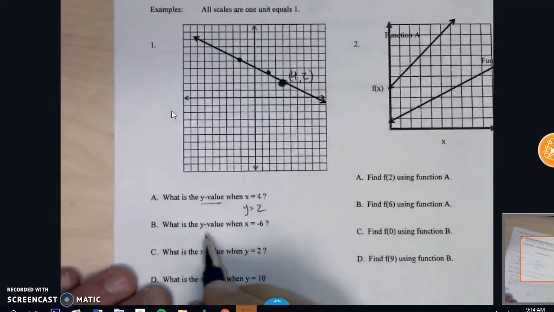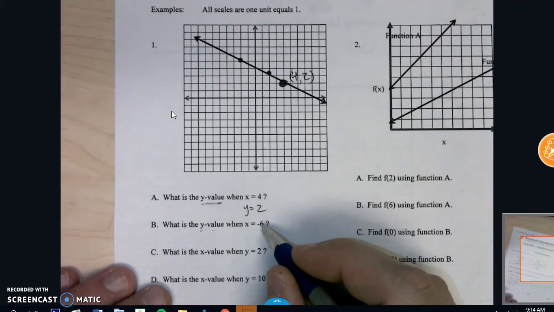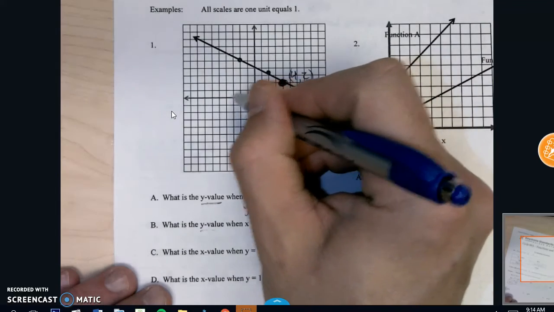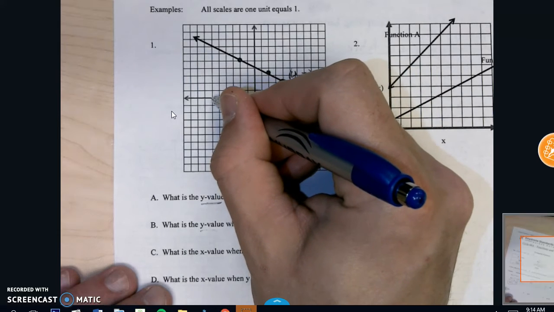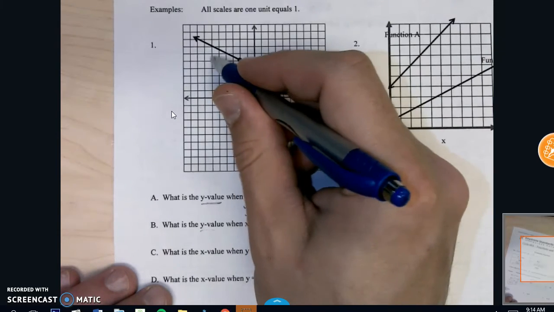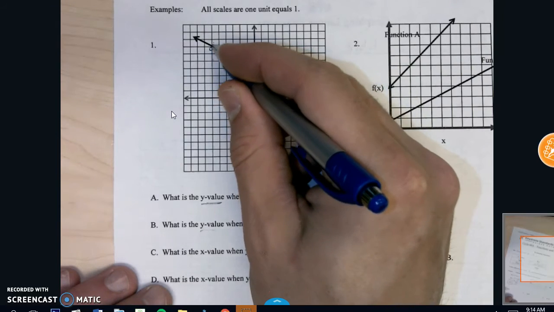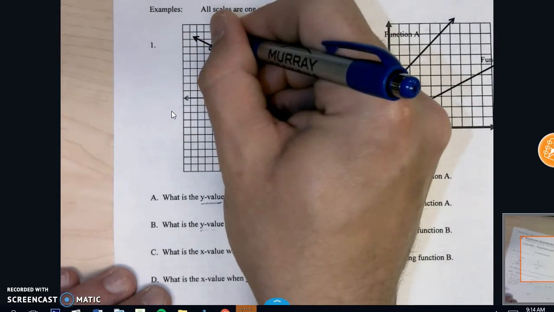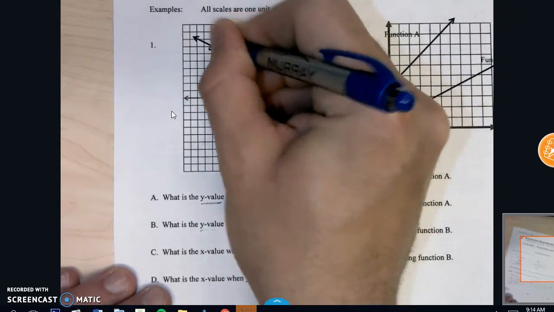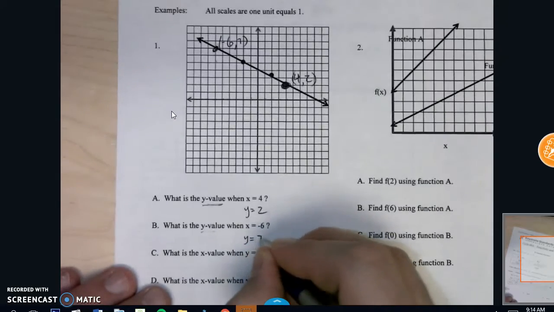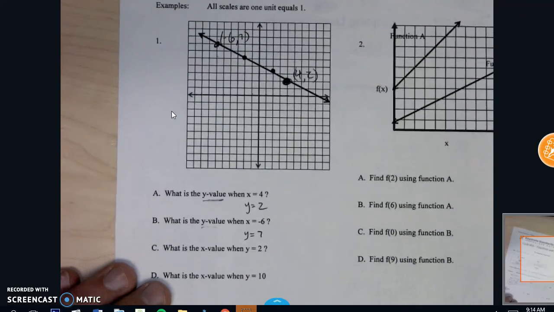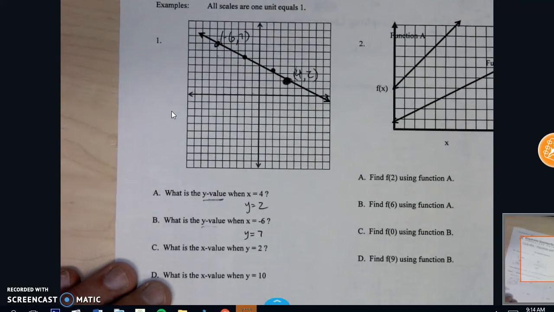Okay, what is the y value when x is equal to -6? So I'm going to find -6. 1, 2, 3, 4, 5, 6. And I'm going to evaluate 1, 2, 3, 4, 5, 6, 7. So 7 is the y value at -6, comma 7. So this would be y equals 7. So we're just trying to find the corresponding output for the input that's given.